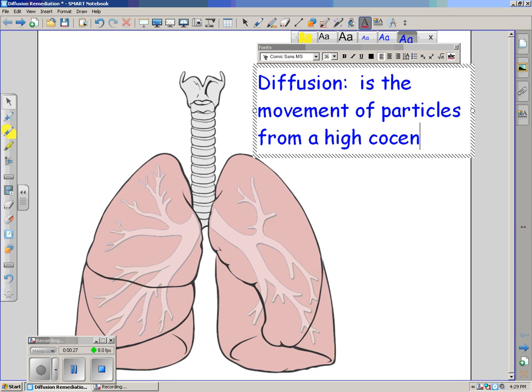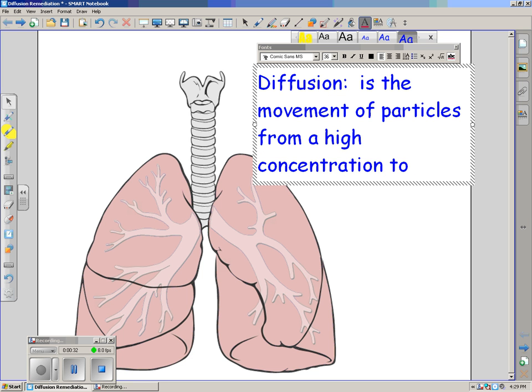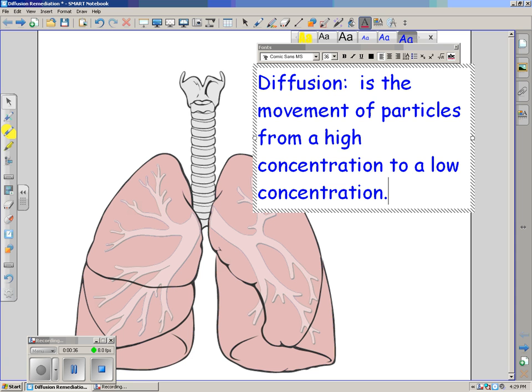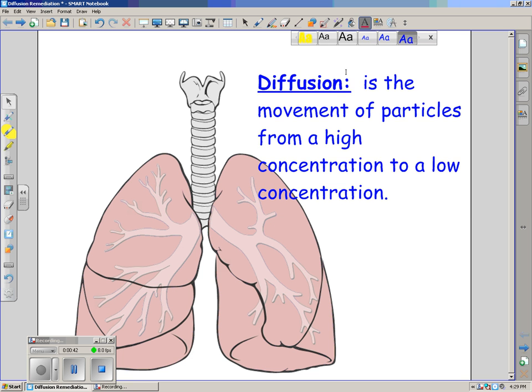Let's see if I can spell this. To a low concentration. Don't get too stressed about the definition. Basically, what it's saying is it's the movement of particles from where there's a lot to where there's a little.